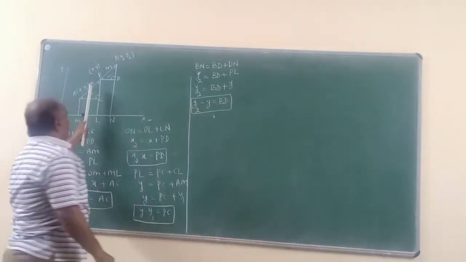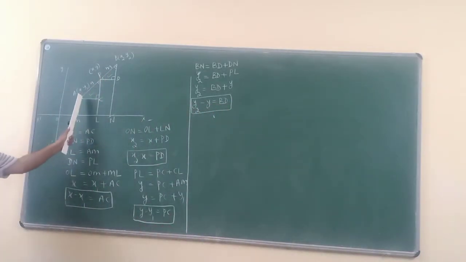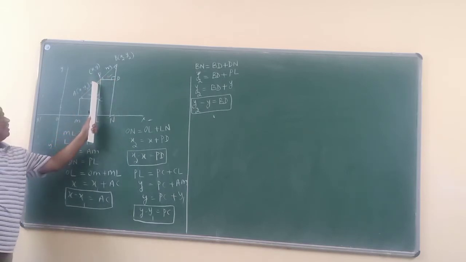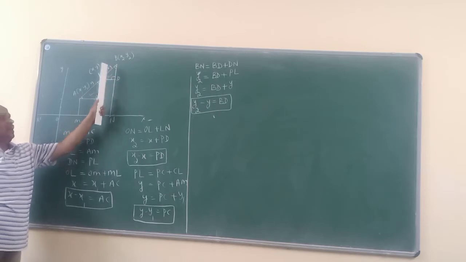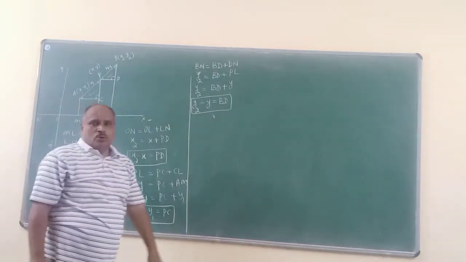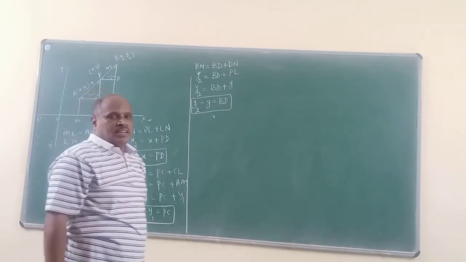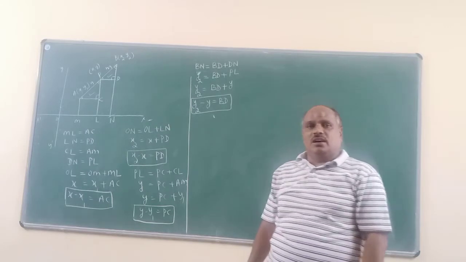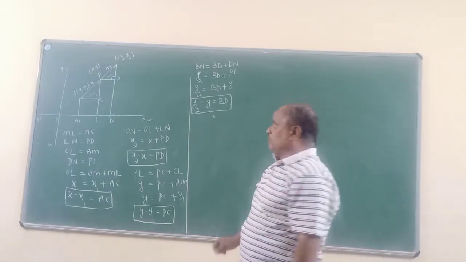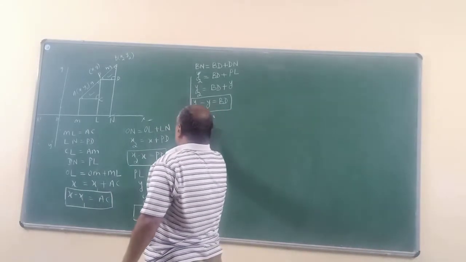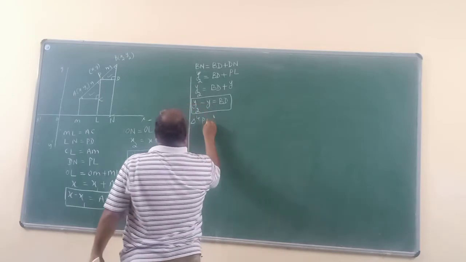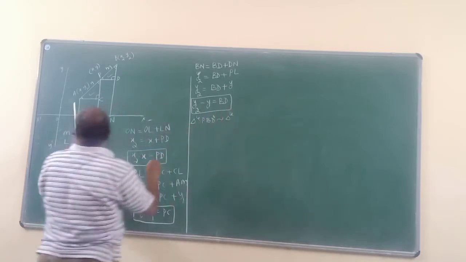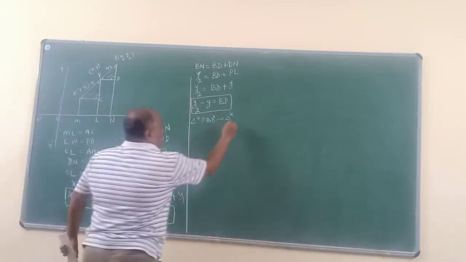You know how these two triangles are similar. Angle A should be equal to angle P, angle C should be equal to angle D, and this angle B is common. Therefore the angles are equiangular, hence the triangles are similar. If two triangles are similar, corresponding sides are proportional. Triangle PBD is similar to triangle ABC.